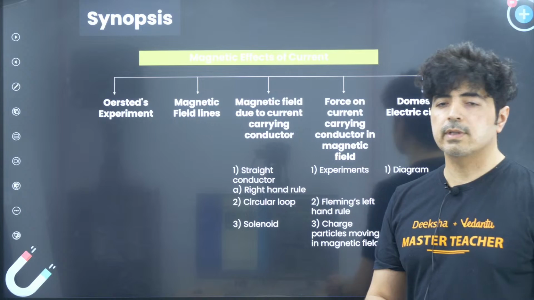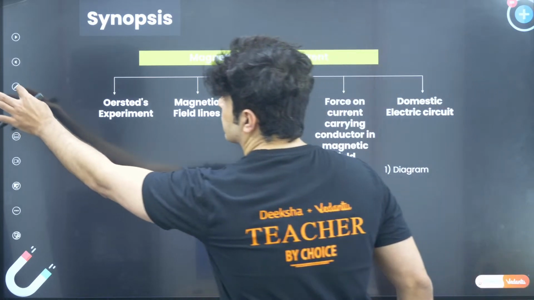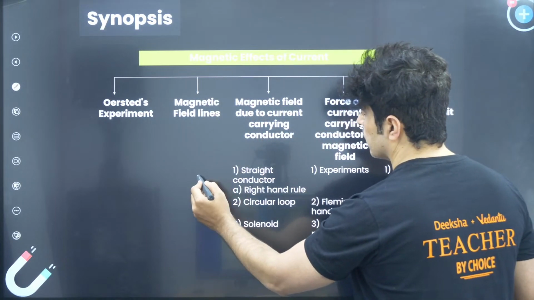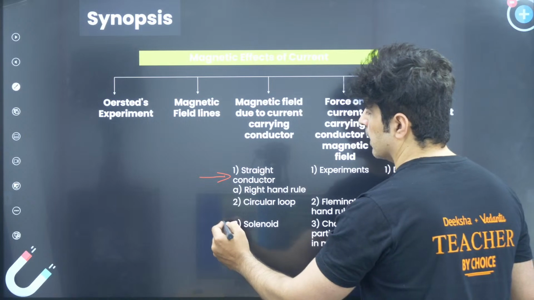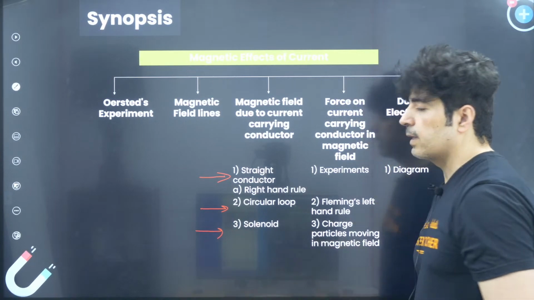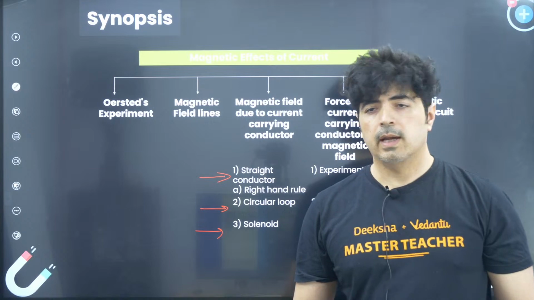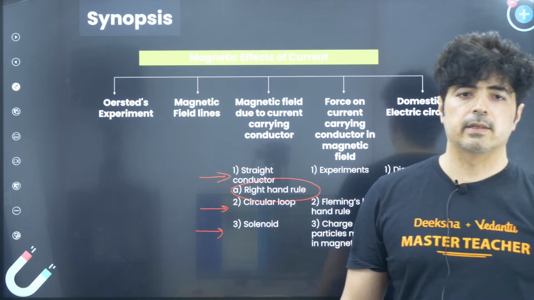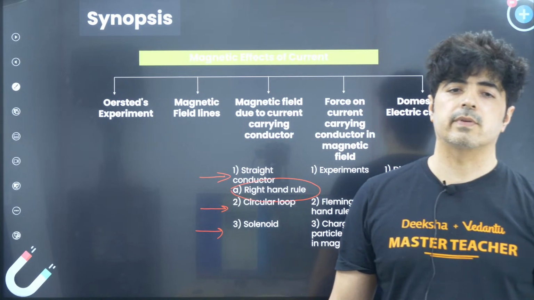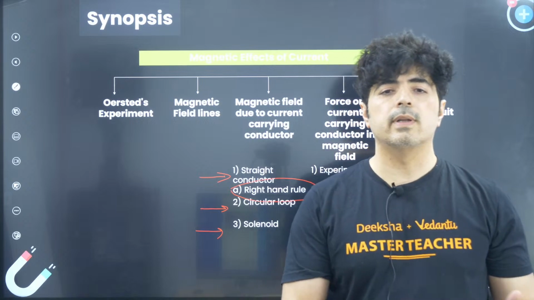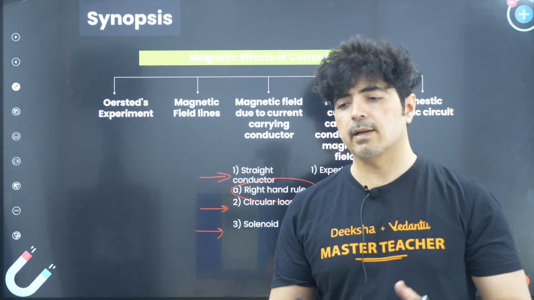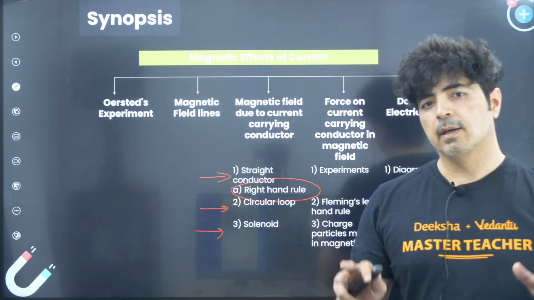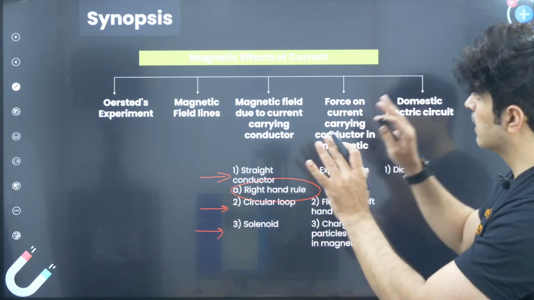What kind of conductors are we going to study? 3 types. One is a straight conductor, then a circular loop, and a solenoid. These 3 things we'll be studying. And among them we will be studying the right hand thumb rule, which tells us the direction of the magnetic field. Magnetic field direction is equally important. You are able to know that there is a current and there is a magnetic field, but the direction is equally important, so you need to learn that. So be with me, have some patience. This is the overview of the chapter.